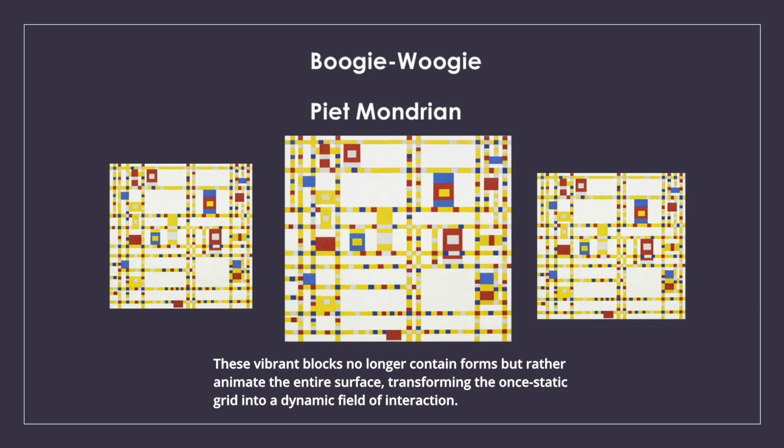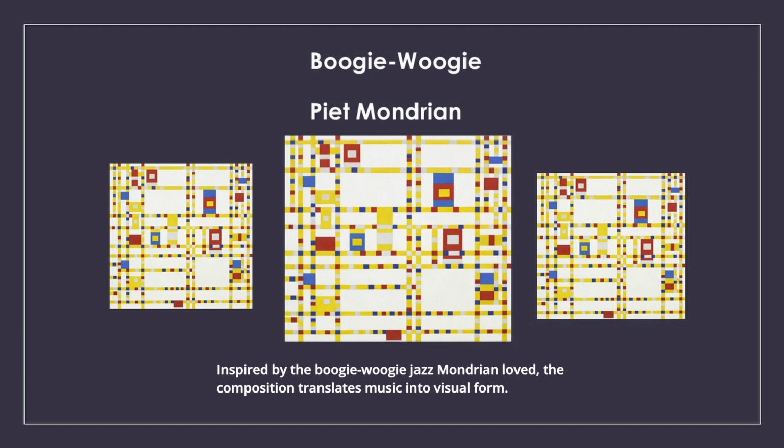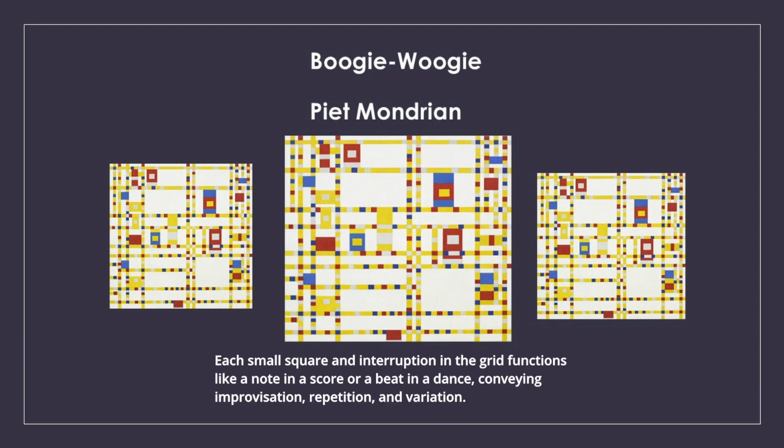dynamic field of interaction. The painting's structure evokes both a musical and a spatial logic. Inspired by the boogie-woogie jazz Mondrian loved, the composition translates music into visual form. The eye is drawn across the canvas in a rhythmic pattern, much like the foot-tapping tempo of boogie-woogie piano. Each small square and interruption in the grid functions like a note in a score or a beat in a dance, conveying improvisation, repetition, and variation.